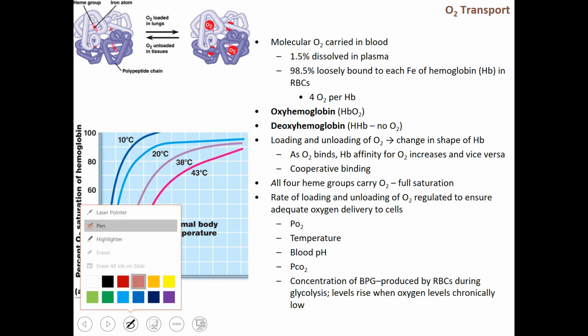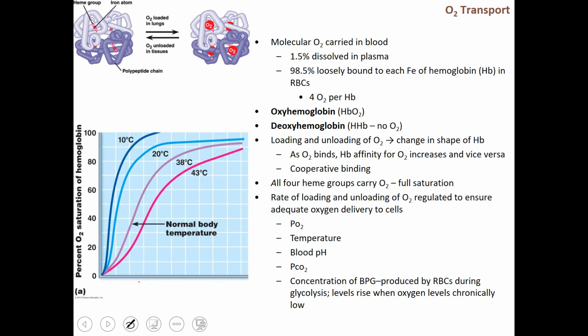Now, loading and unloading follows the cooperative binding rule, which means each next molecule of oxygen is loaded easier. The first one is really hard to get on. Okay. The second is easier. The third is even easier. And the fourth is absolutely easy. So each consecutive molecule of oxygen is easier to bind to the molecule of hemoglobin. That means cooperative binding. When all 4 are bound, hemoglobin is fully saturated.